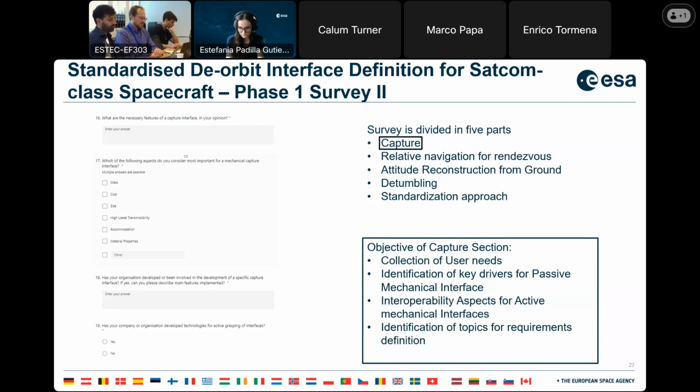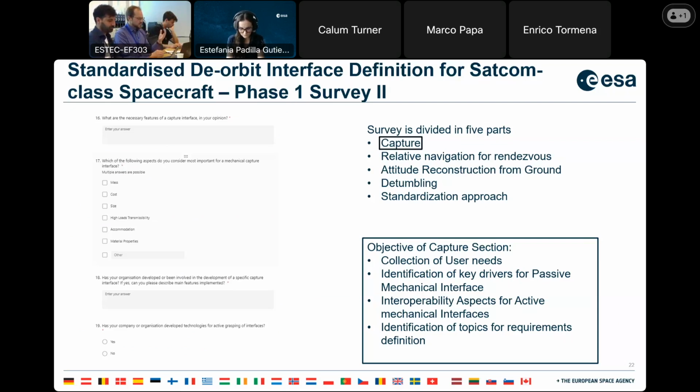So in the section on capture, as I mentioned, we'll be looking for user needs and identifying study cases. We'll also be looking for things like key drivers for passive mechanical interfaces. Questions on that might be, as you see on the left here, something like, what do you find most important as the driver: the mass, the cost, the envelope, load transmissibility, the material properties, or accommodating this hardware on a satellite?